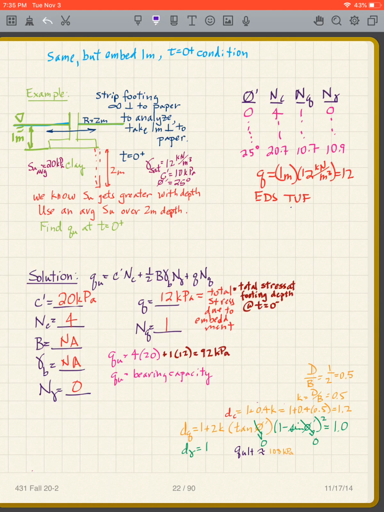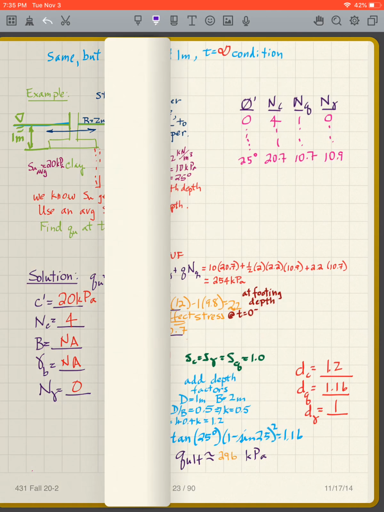So now I simply add this last term, which is 12 times 1. And I get 4 times 20 plus 1 times 12 is 92 kilopascals. Okay, I will describe that later. For the time being, I'm going to let it go. So notice 92 kilopascals, because we embedded it. It was 80, 4 times 20, it used to be 80. So by embedding our footing, we have increased the bearing capacity. That's a good thing. That's one of the reasons we would embed our footing.